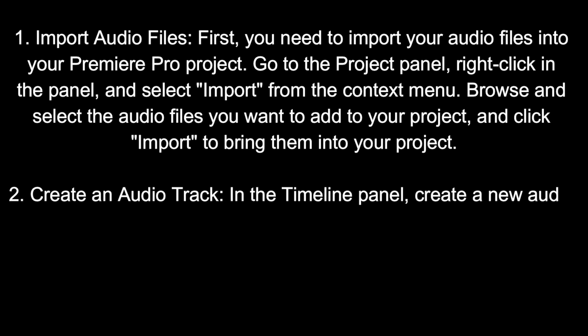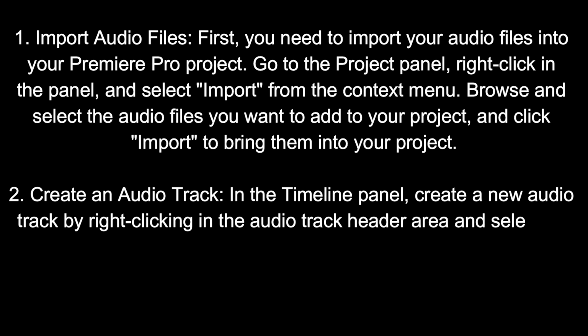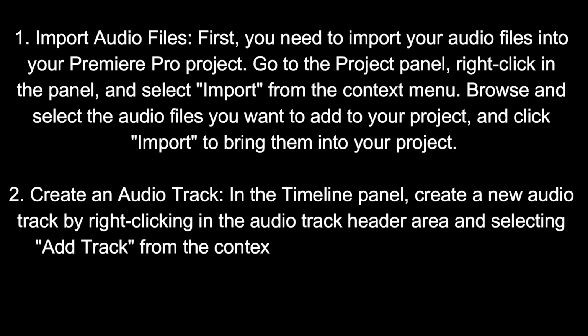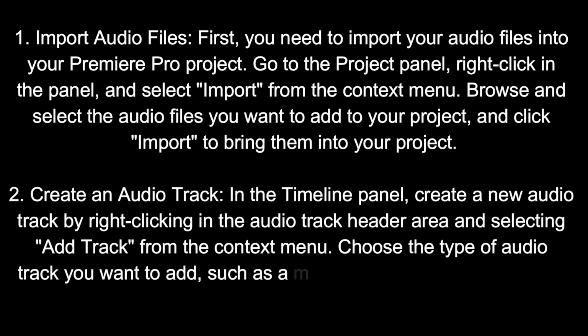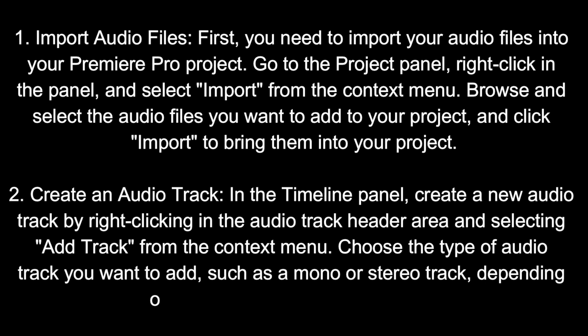2. Create an audio track. In the Timeline panel, create a new audio track by right-clicking in the audio track header area and selecting Add Track from the context menu. Choose the type of audio track you want to add, such as a mono or stereo track, depending on the type of audio you're adding.